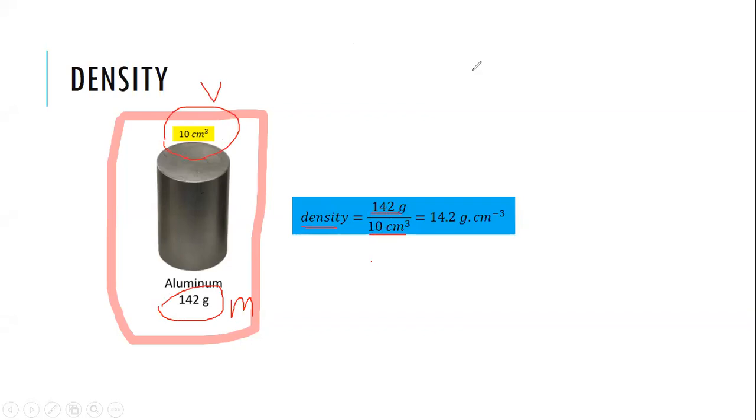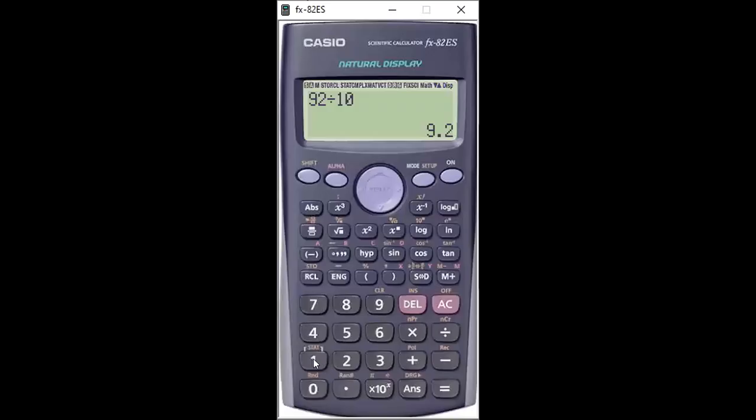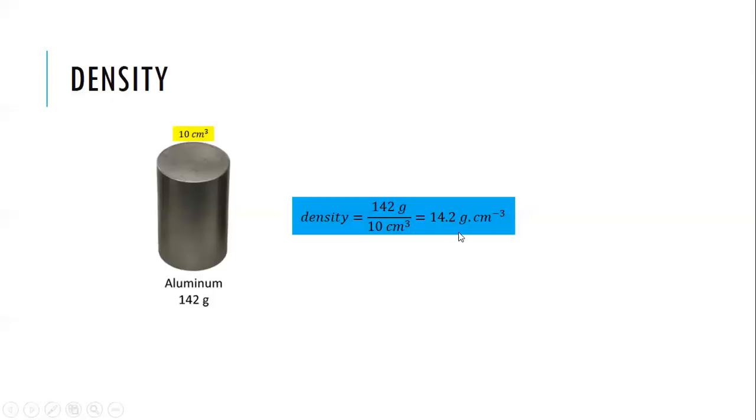Let's go back to our calculator. 142 divided by 10, that's going to give us 14.2. It's going to give us 14.2 grams per cubic centimeter.